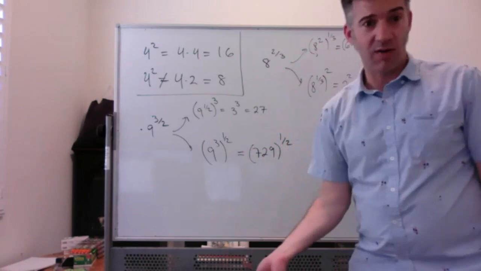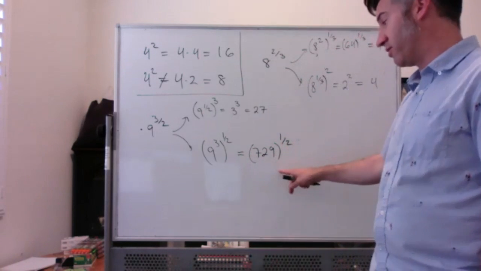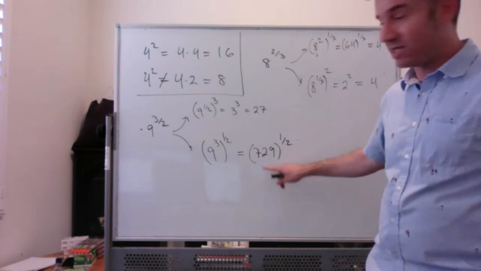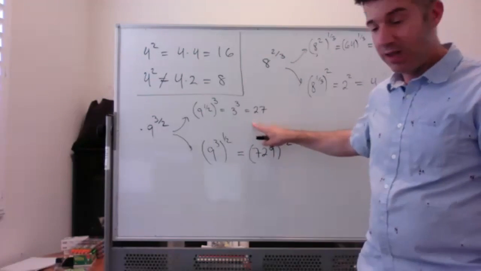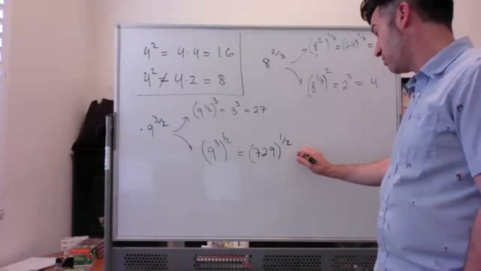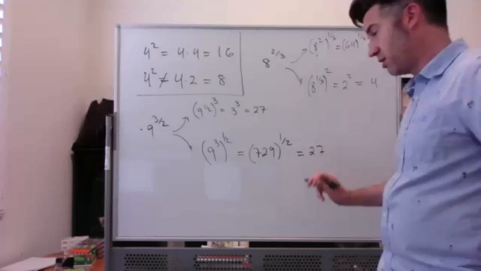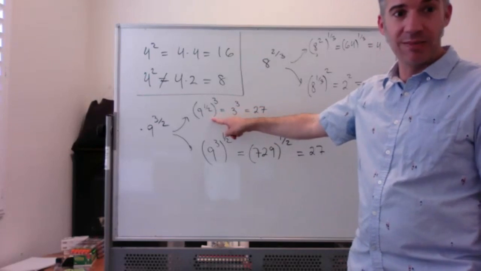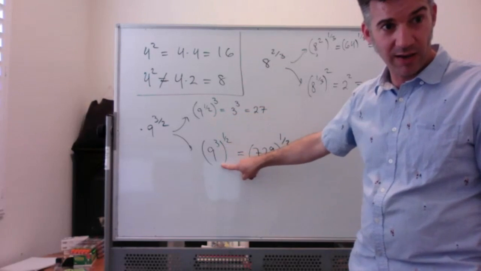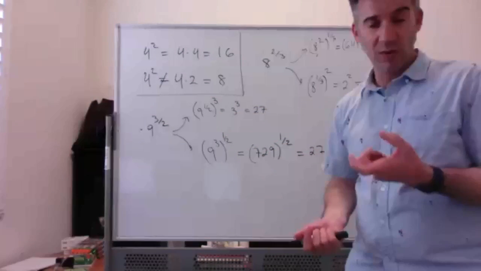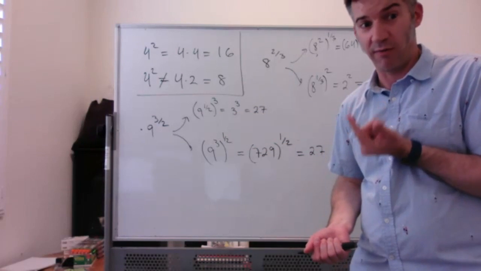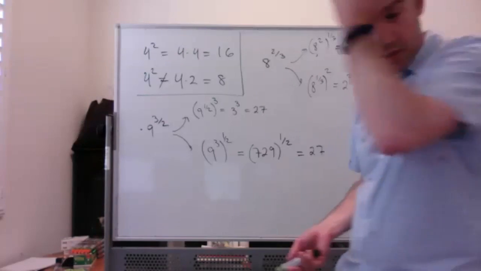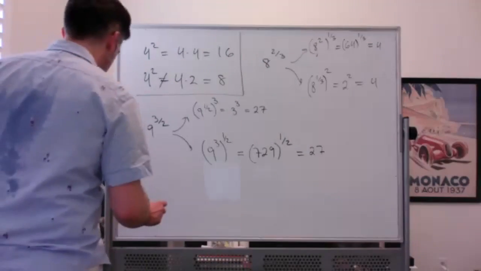But I don't know the square root of 729 just by looking at it. But I know that since this and this are supposed to be equal, the square root of 729 should be 27. But I hope you can all agree that doing it this way is much better than doing it this way. Or more generally, you always want to do the denominator part of the fractional power first, or the root part first.